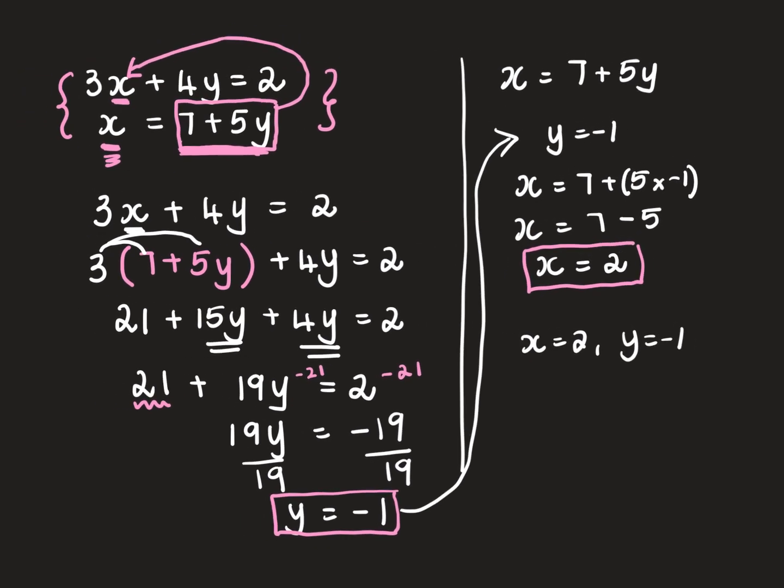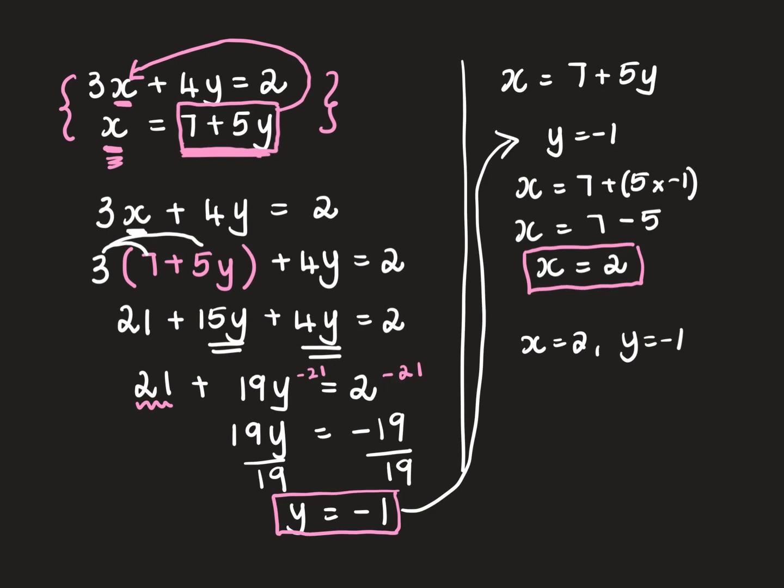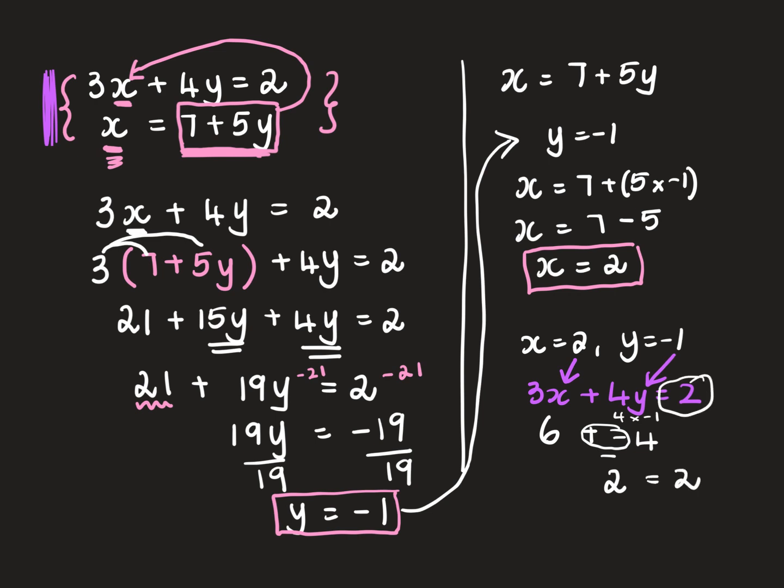And I can check my work. What I'm going to do now is substitute 2 and negative 1 back into the equations. So what are the equations? 3x plus 4y equals 2. Let's see if I've got something true. I'm going to put 2 in there and negative 1 in there. 3 times 2 is 6. 4 lots of negative 1, that's negative 4. 6 plus negative 4 is the same as 6 minus 4. That will give me 2, which is what it's meant to equal. So my solutions for this, x equals 2, y equals negative 1.